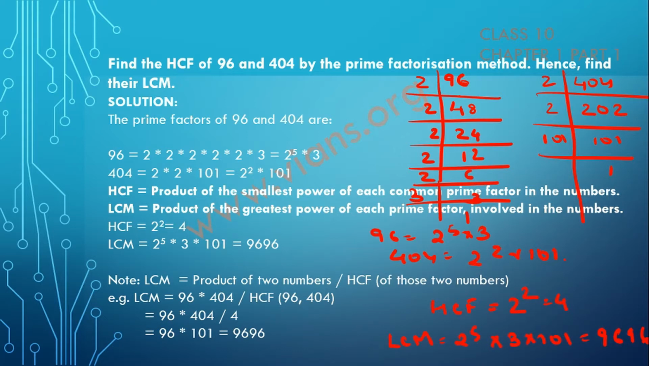You could also find it this way. Instead of doing it that way, because that's another way that they've asked for, LCM is also found as 96 into 404 divided by 4. So 96 into 101 is nothing but 9696. Yep.